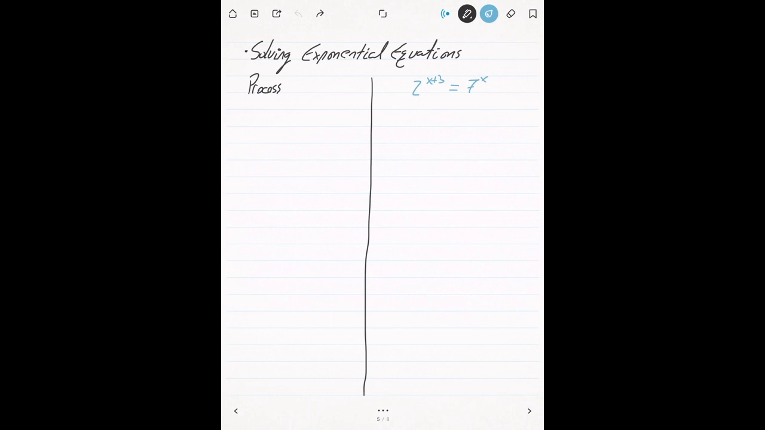Similarly, when trying to work with these x values, they're trapped in the exponents. How are we going to work with the x's when they're trapped in the exponents? Well, we have to get them out.